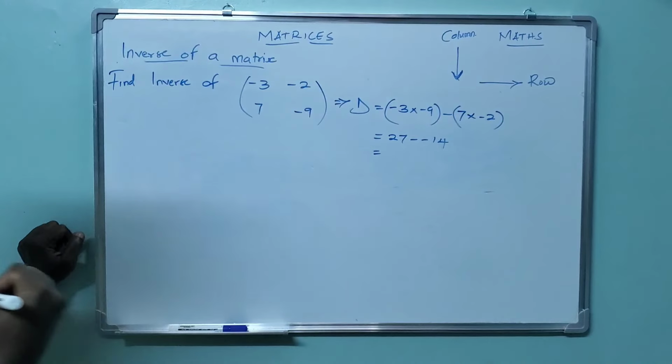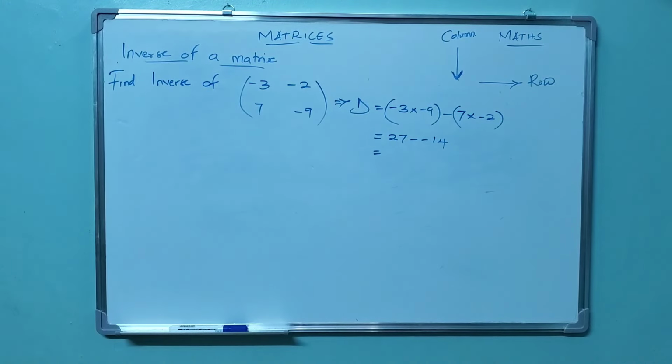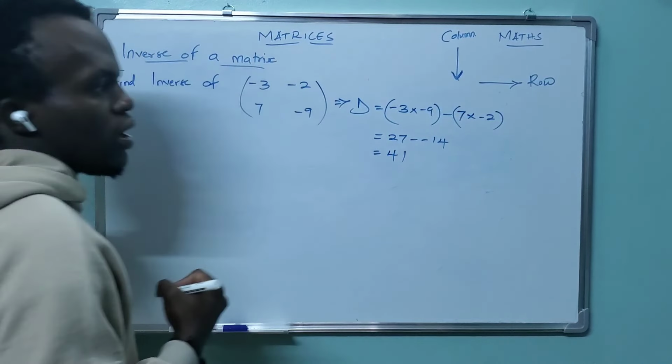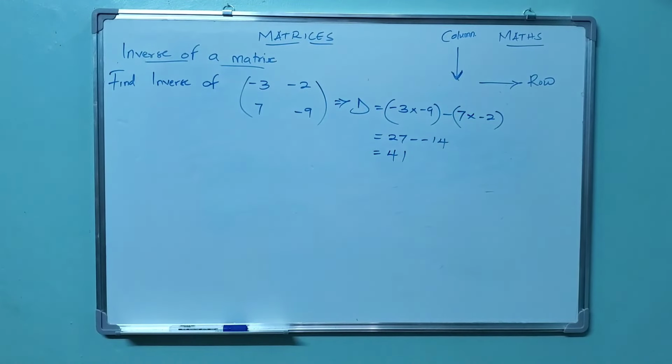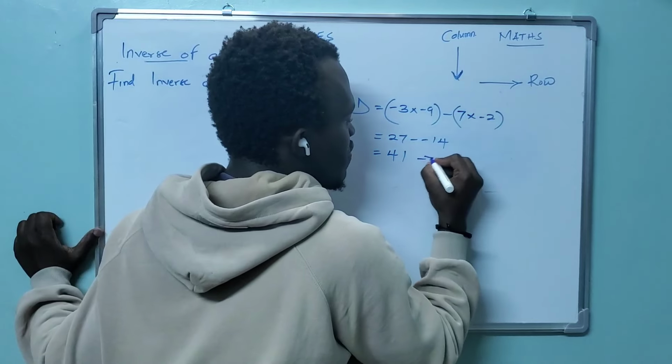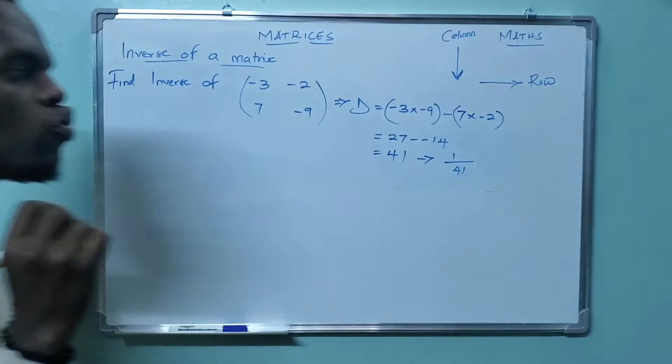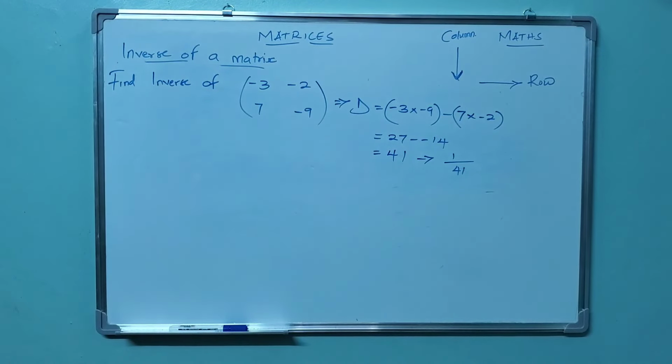We're going to have the value of the determinant as 27 plus 14, that is going to be 41. That is our determinant. Then, let us get the inverse of the determinant. The inverse of this determinant, we are going to have it as 1 over 41. Remember, I've told you that the inverse of a determinant is just like getting the reciprocal of that determinant.